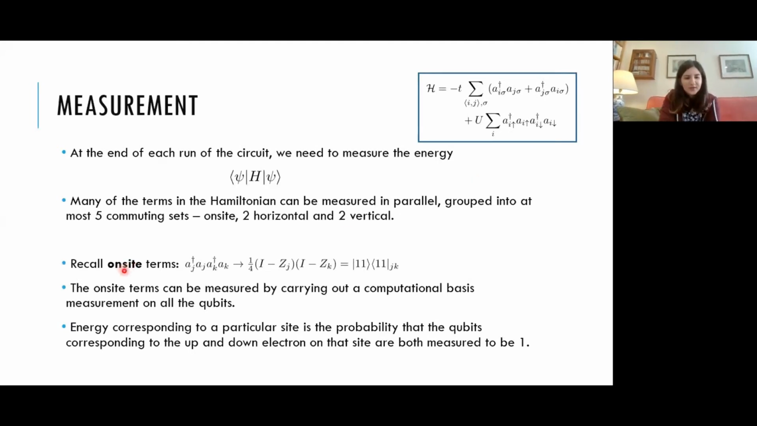If you recall, the on-site terms look like this, a projector onto 1, 1. These on-site terms can be measured simply by carrying out a computational basis measurement. So the energy corresponding to a particular site is the probability that the qubits corresponding to the up and down electron on that site are both measured to be 1. So this is good news for us. It's quite simple.